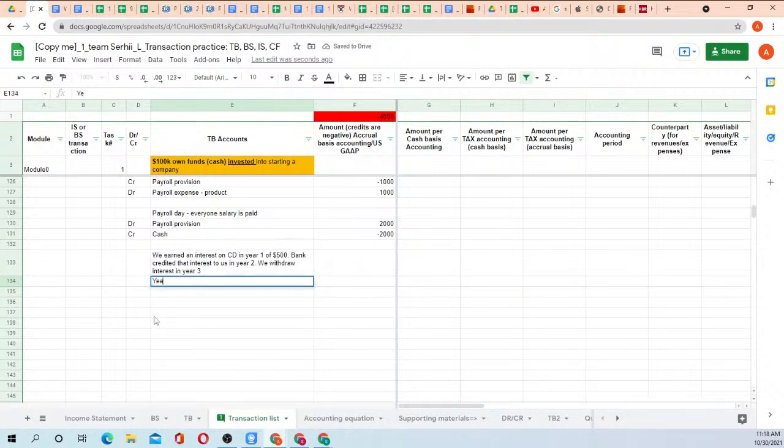Okay, year 1. Debit interest receivable 500. So that's an accrual basis. Credit interest income.